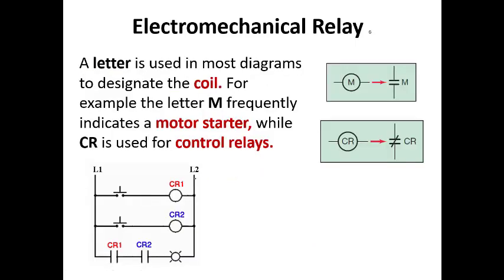Here's another example of a way to show the schematic. This is with what we call a ladder diagram. So in a ladder diagram, we have our positive and our negative over here. And so they're showing two relays. This is the symbol for a push button. And when we push the button, we would energize the coil, and then the normally open contacts would close. Now, up here, they're going to talk about some different symbols. A letter is used in most diagrams to designate the coil.